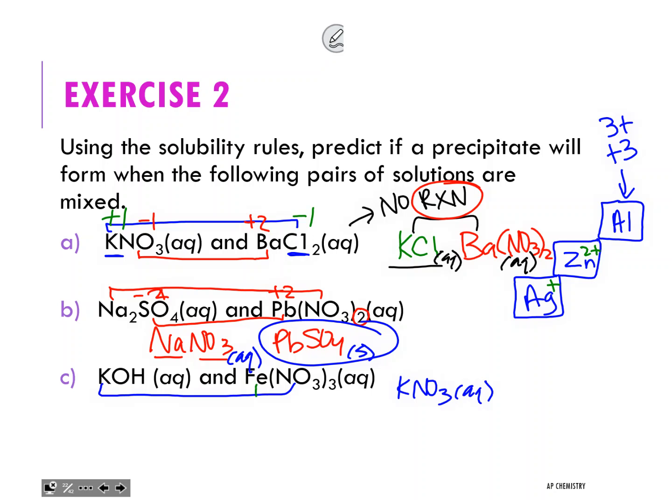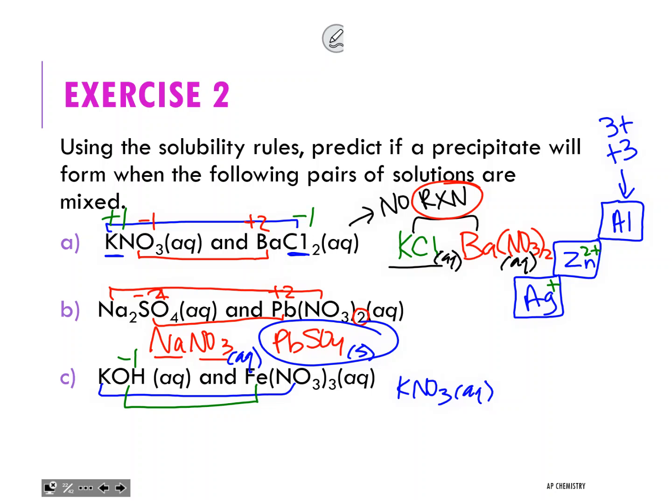The other one, though, the iron, is going to combine with the hydroxide. So you might have had to look up hydroxide's charge. What's hydroxide's charge? -1. That one is definitely one you're going to want to circle and know, because hydroxide is all over the place in AP because it is also a base.